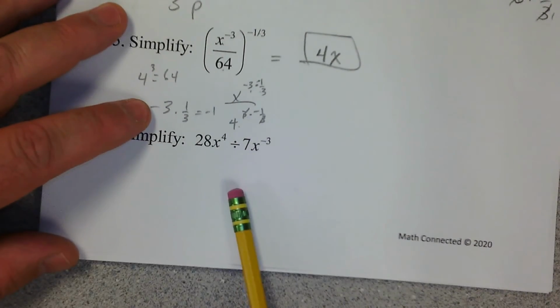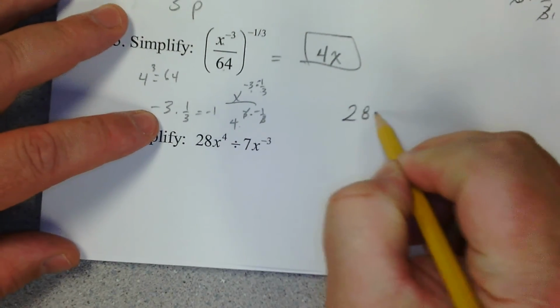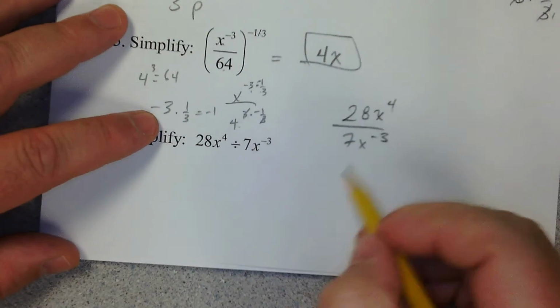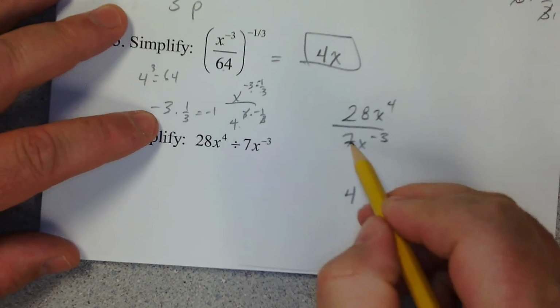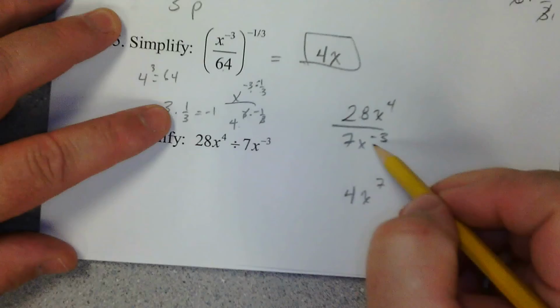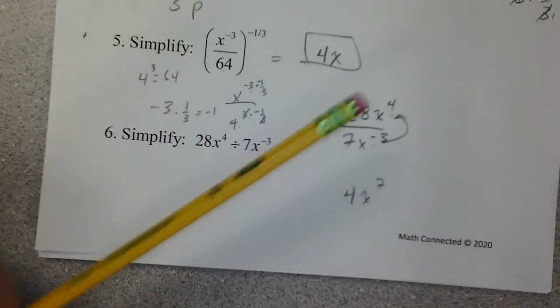I would rewrite this one first, this last one right here. I would say, well, that's 28x to the 4th divided by 7x to the negative 3. It's 4, right? 7 goes into 28 4 times. X to the 7th. This one's going to move to the top. There's already 4 up there. Now we're going to have 3 more.